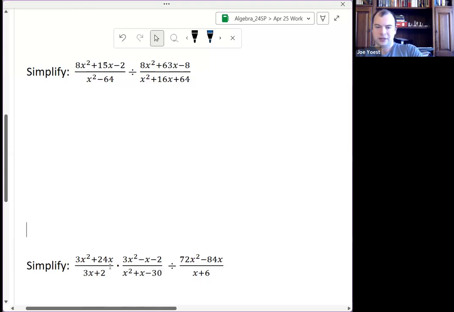How would it look if we have fraction times fraction divided by a third fraction? So think about that one. And if you're not sure what to do there, again, just take it step by step. Is there something that you can do that you know how to do?